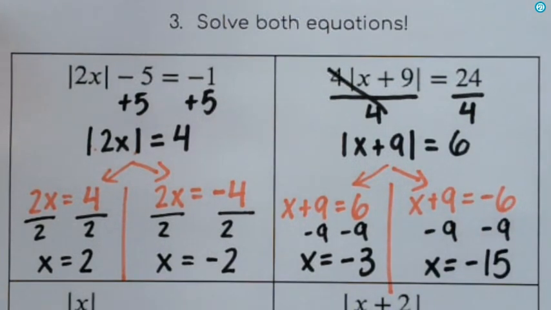So your answers will completely depend on the operations that you have to do after you split. Sometimes there'll be one positive and one negative. Sometimes they'll both be negative. Sometimes they'll both be positive. Sometimes it'll be the same number, positive and negative. Sometimes it'll be completely different numbers. It kind of just depends.